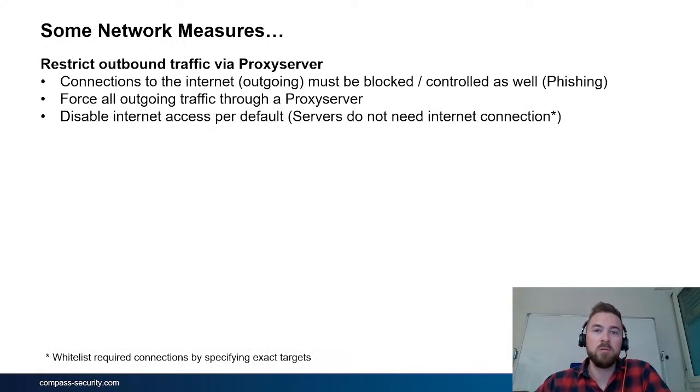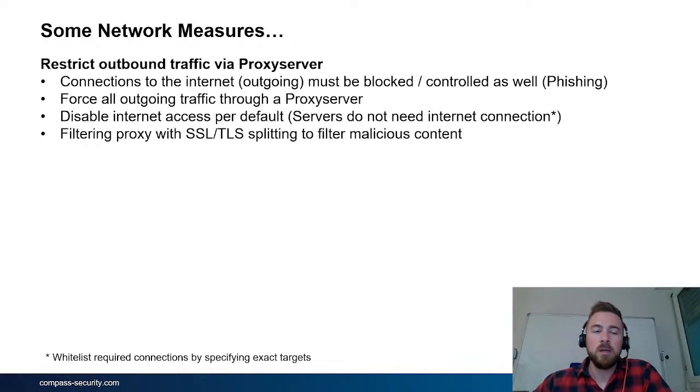Disable internet access by default. Usually servers do not need an internet connection, and if they need it, you can whitelist the specified connections for those servers to the targets they need. And you should also have a filtering proxy in place which filters any malicious content in any encrypted connections.